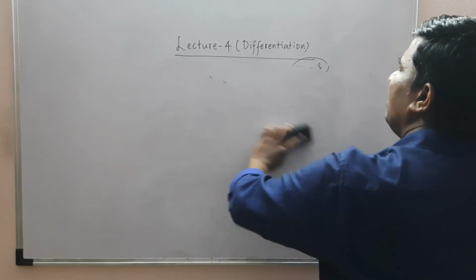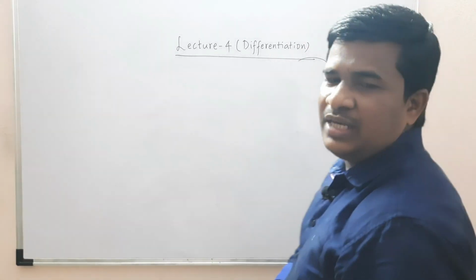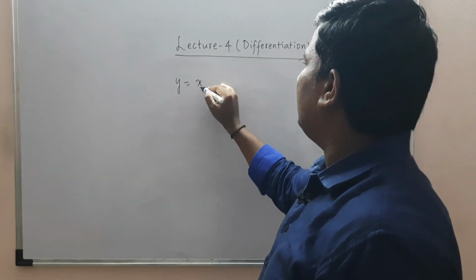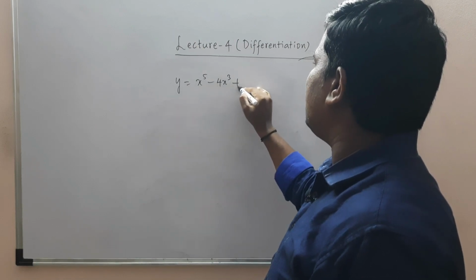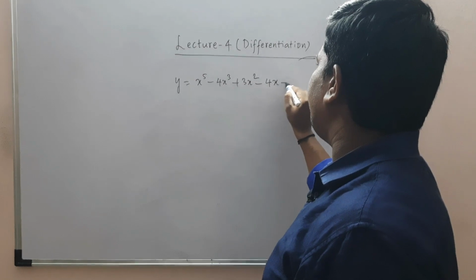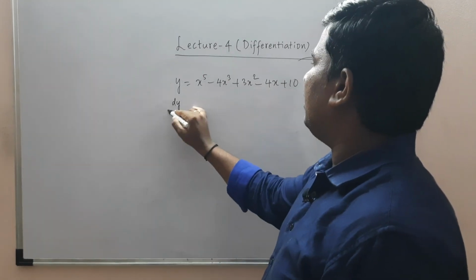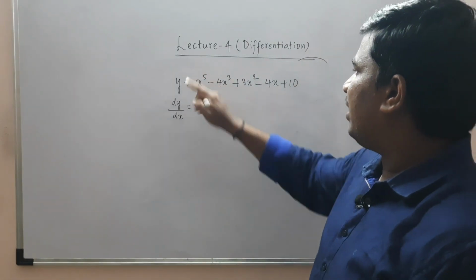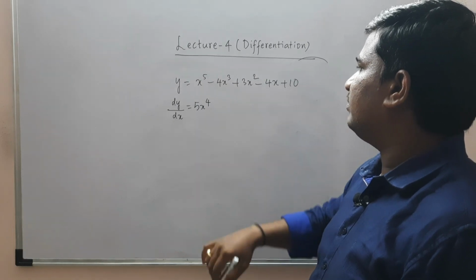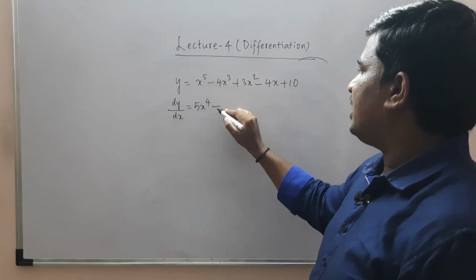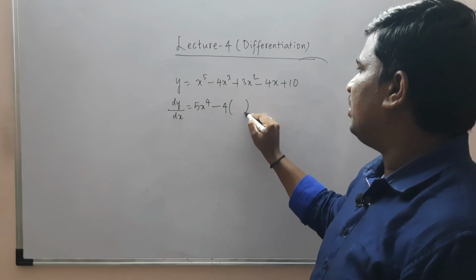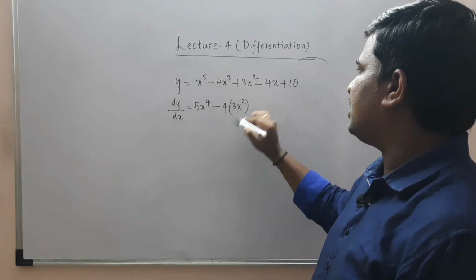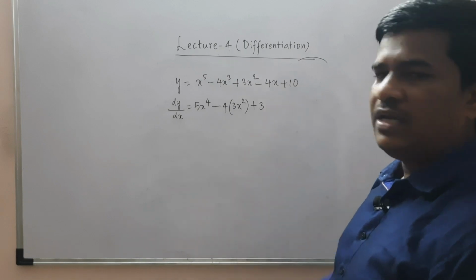So let me write another algebraic equation to check your understanding. For example, I can write y equal to x power 5 minus 4x cube plus 3x square minus 4x plus 10. The moment I ask dy by dx, what do you write? For x power 5, you write 5x power 4 minus, for 4x cube, you write 4 as it is. For x cube, what do you write? Keeping 3 in front of x and reducing the power of x by 1. So 3x square. Plus you have 3 as it is.